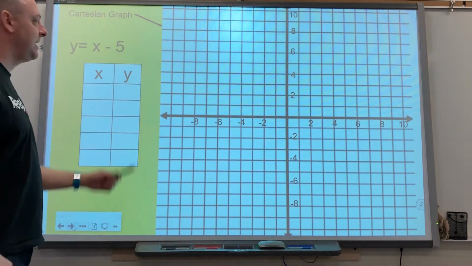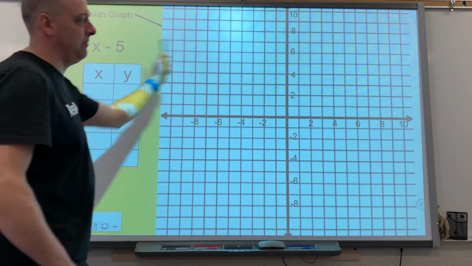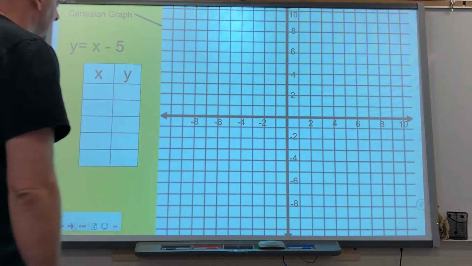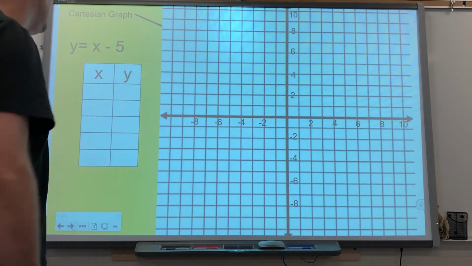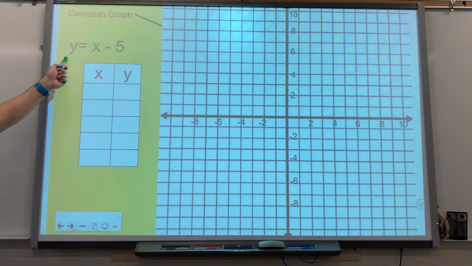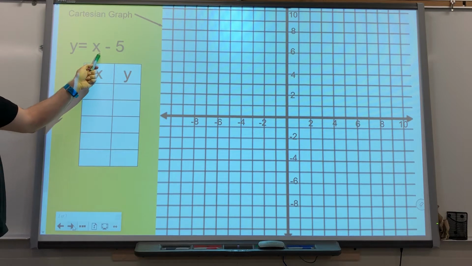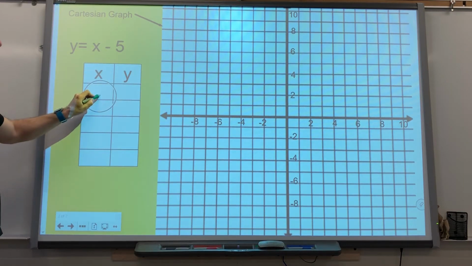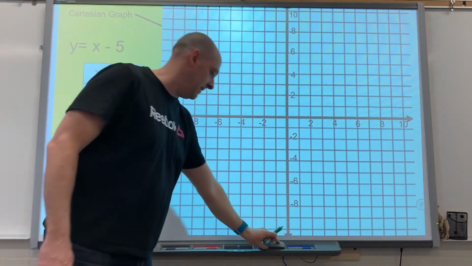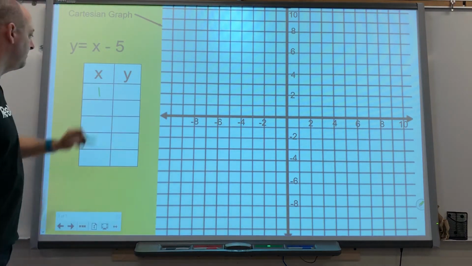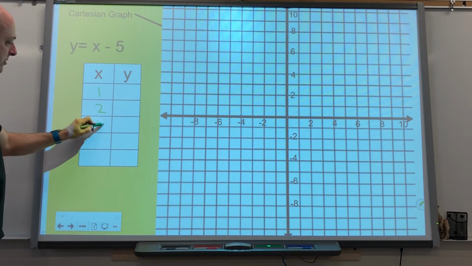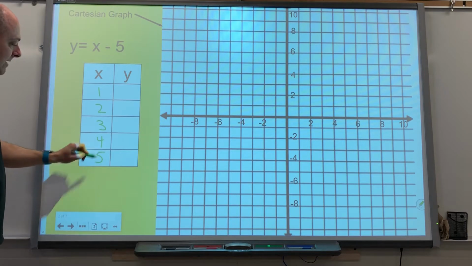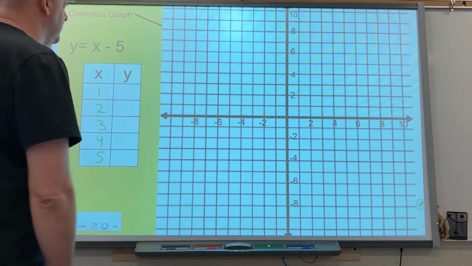Anytime you have an equation and they say, hey, why don't you graph that equation, you should start by making a table of values. And again, this y is our output, that means we want to make this x the easiest numbers possible. So the easiest number to start with, of course, would be the number 1. So we're going to put a 1 in right here, and we're going to follow that up with a 2, 3, 4, 5. That way, we have the easiest numbers that we can use to fill out our table.